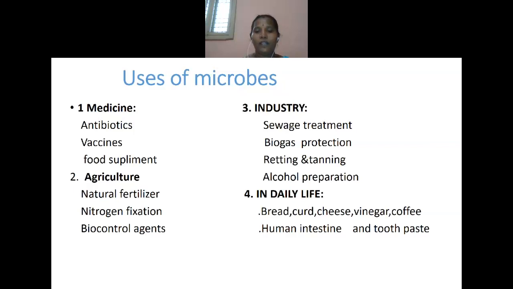So whatever you use in our daily life, even pickles and some other things, some bacteria and microbes are present in our daily life.